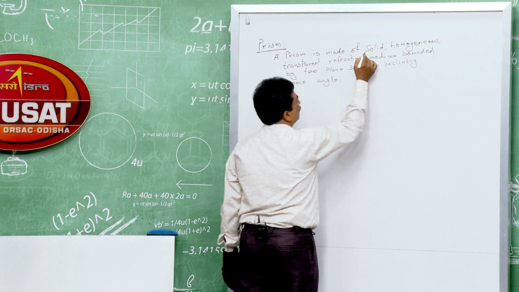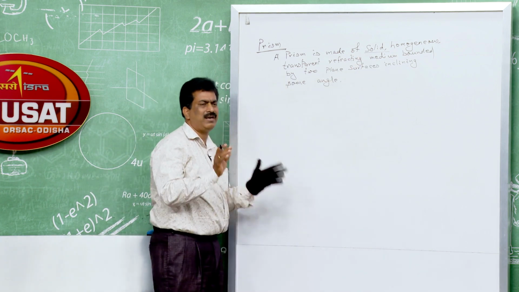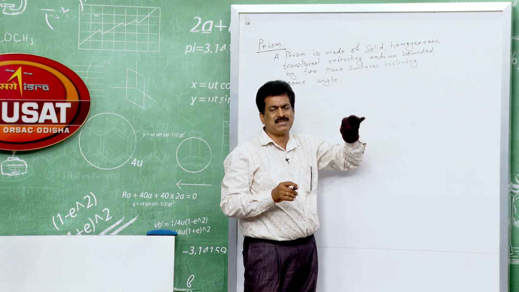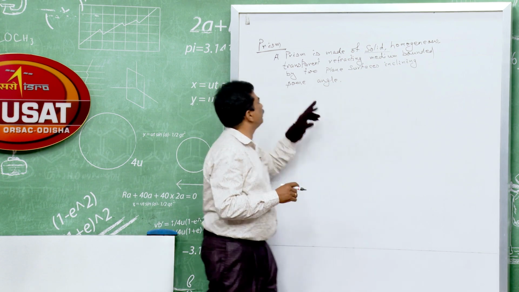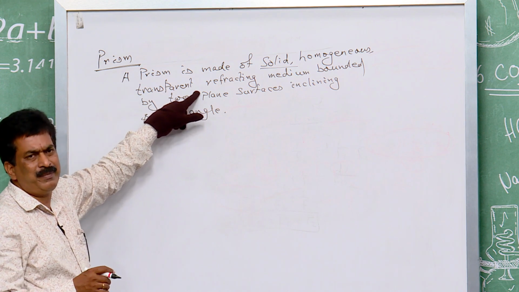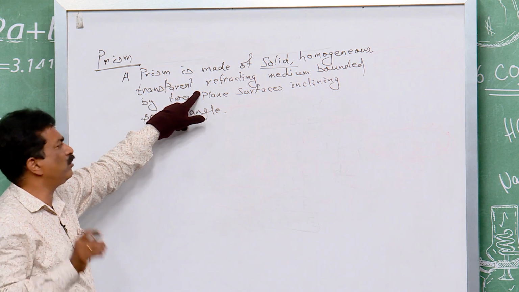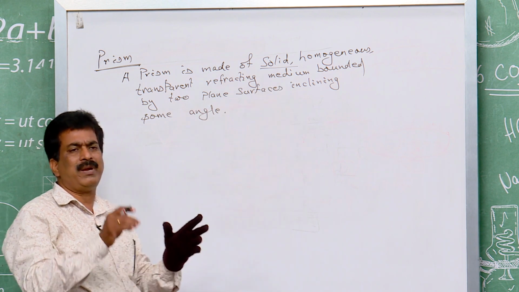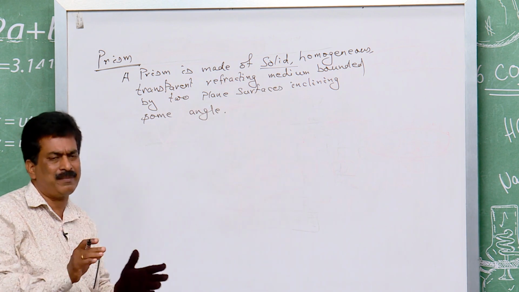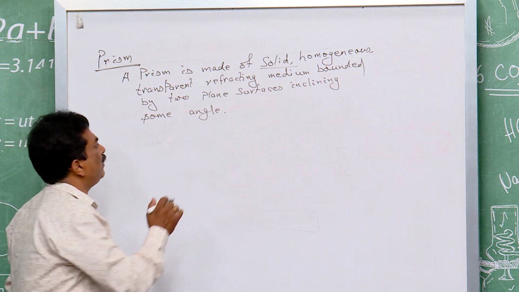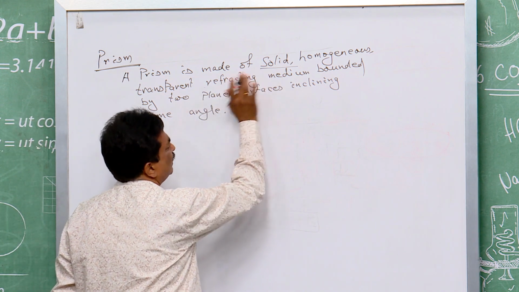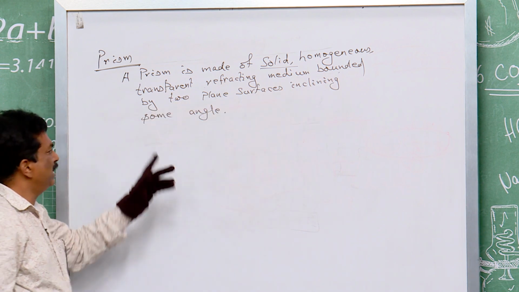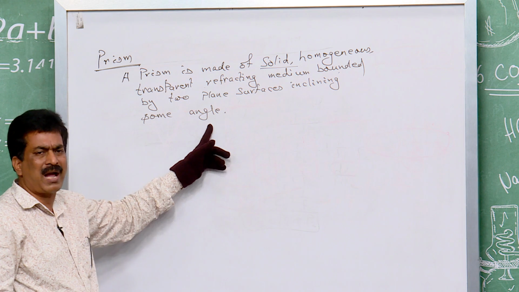It is made of solid. The prism is a solid thing, and it is homogeneous, means inside it everywhere the presence of the particles is the same. Next it is transparent, means the ray can easily pass through it, and it is a refracting medium. Though it is made of particles, it must have a refracting medium, means it will possess a refractive index, bounded by two plane surfaces, inclining some angle.